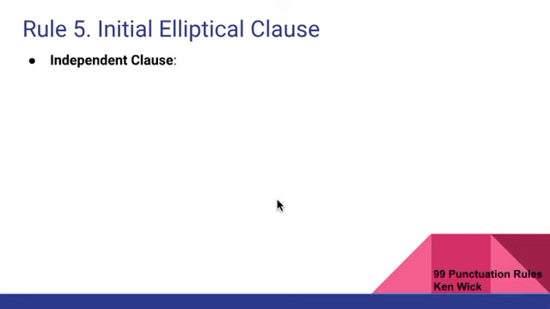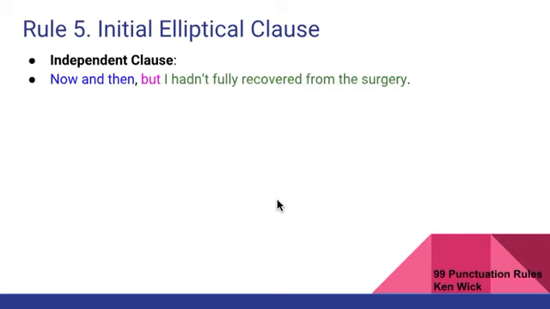So an independent clause example. You saw now and then, but I hadn't fully recovered from my surgery. Now this "now and then" doesn't make sense by itself, but it would make sense in context. This is just two words joined with a conjunction. There's no verb. Is it even a subject? You can say, well, this is definitely a phrase because technically a phrase lacks a subject, a verb, or both. Well, maybe you can say this just lacks both, so this is just a phrase.